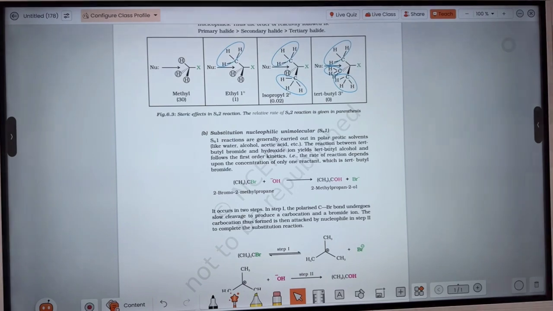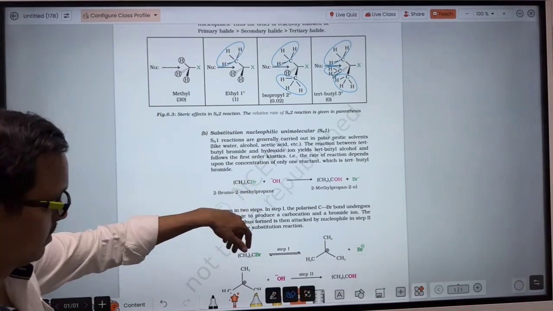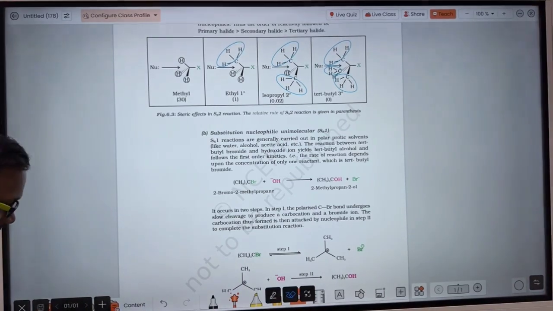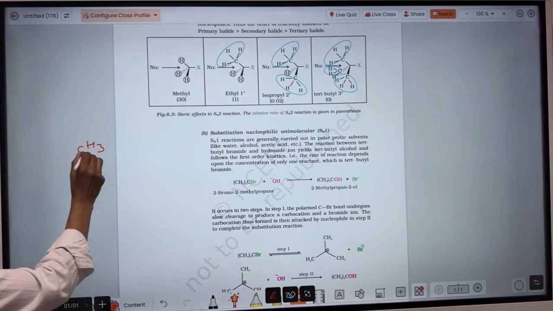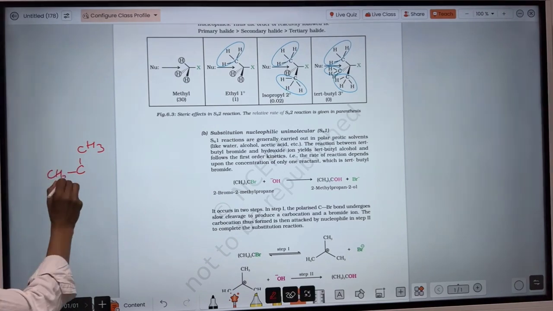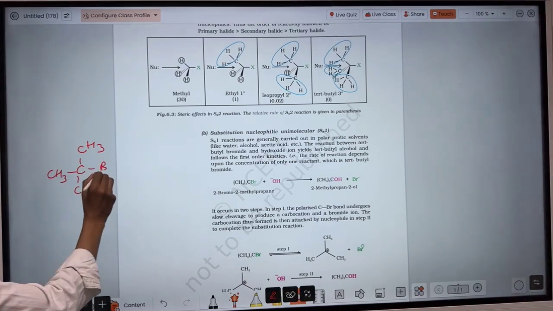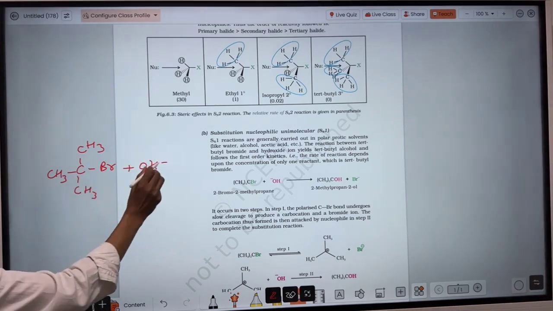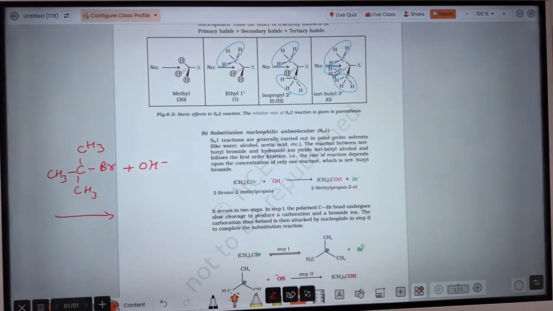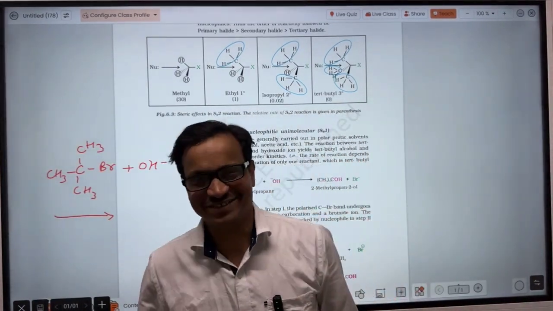Suppose here, this compound has been taken. This is an example. What is actually here? The structure is that this carbon atom and a 3-methyl group are bonded here, and the nucleophile OH minus ion is bonded. This reaction takes place in two steps.